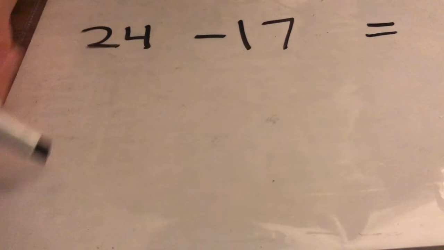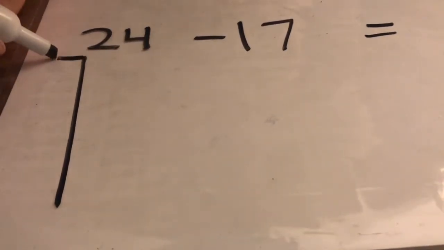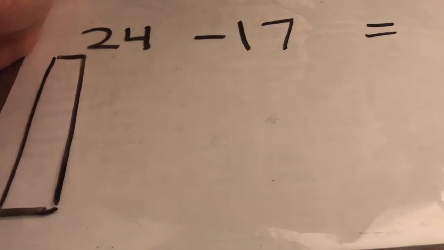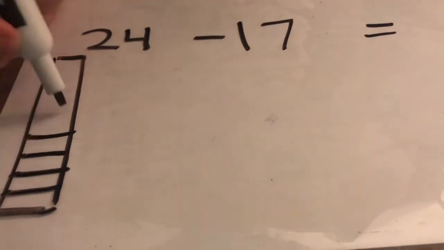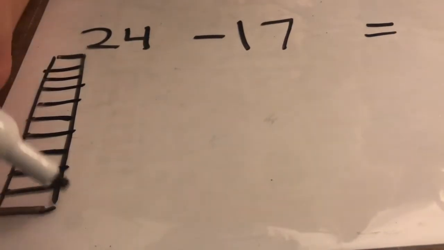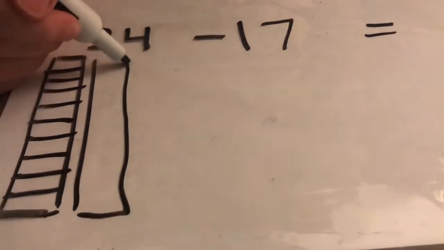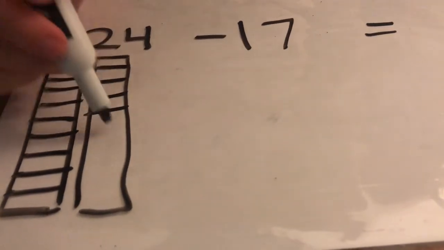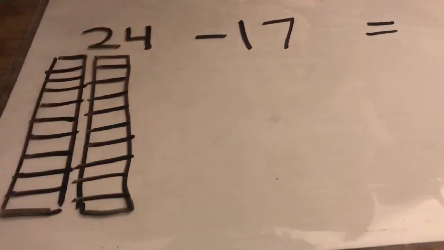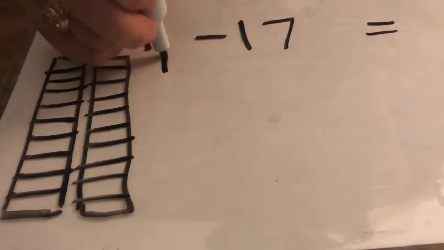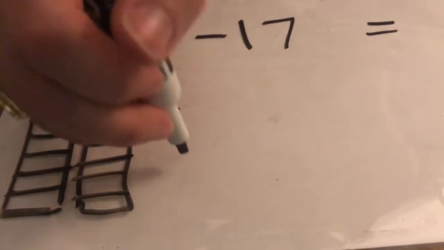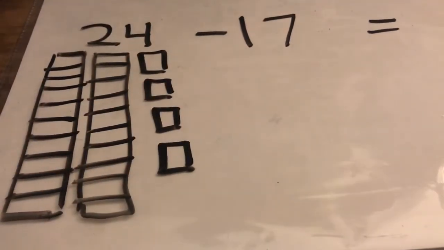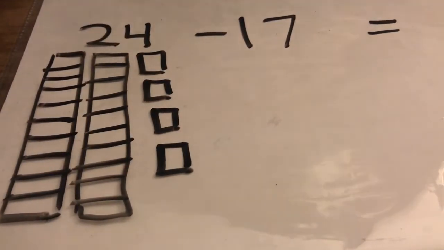24, or 2 10s and 4 ones, minus 17, or 1 10 and 7 ones, equals how many? 24, which is 2 10s and 4 ones. That's 2 10 sticks. 1, 2, 3, 4, 5, 6, 7, 8, 9. So 2 10 sticks plus 4 ones. Okay. And now we're taking away 1 10 and 7 ones.